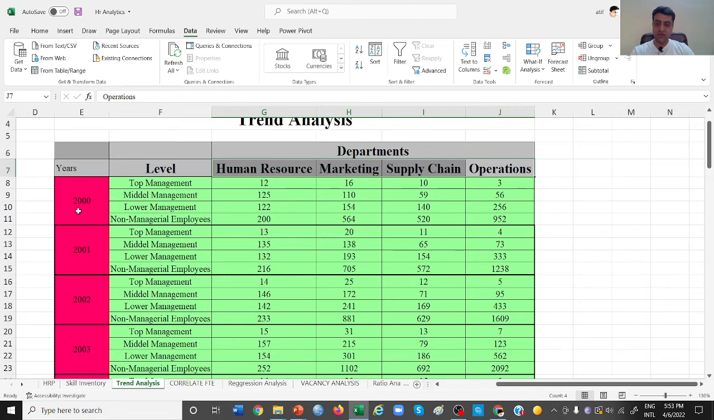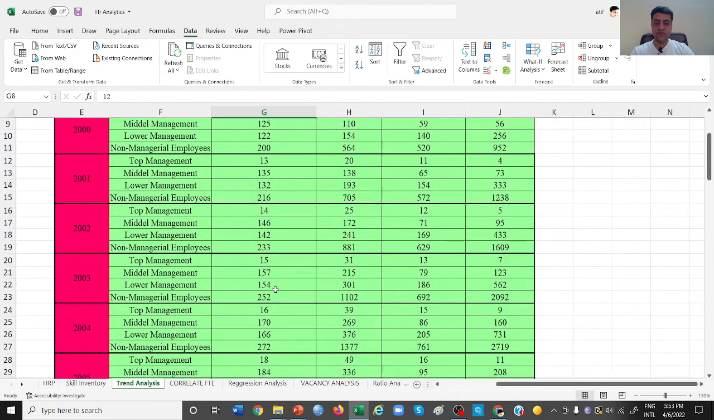So in the year 2000, we had 12 HR people at top management, 125 people at the middle management, 122 and 200 at non-managerial employees. The same way we have the data for all the departments. Now this data is increasing. Let's say in 2002, you have 14 employees. In 2001, you have 13 employees. In 2000, you have 12 employees. That means at the top level of the HR, you are increasing in terms of number of employees.